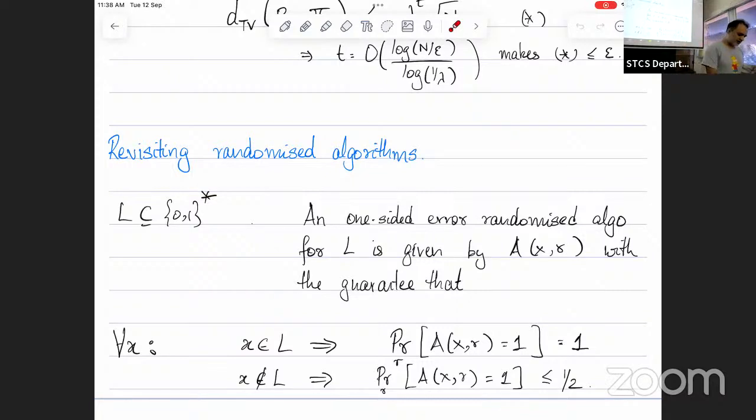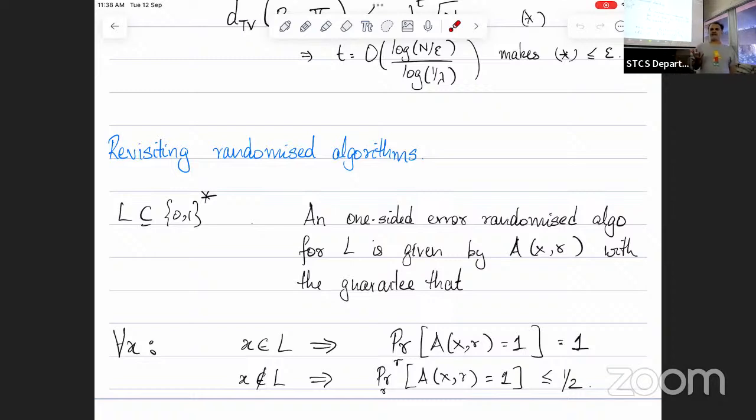So you think of some deterministic function A that takes your input X, but also takes some random bits. This R is supposed to indicate some random bits. And then for every choice of X comma R, it decides to either accept or reject. That's the way the algorithm A behaves.